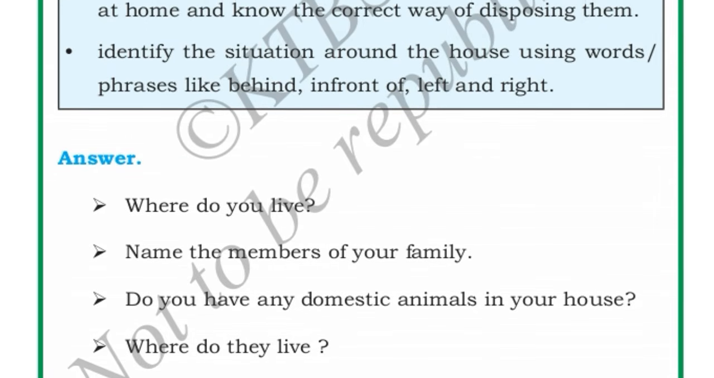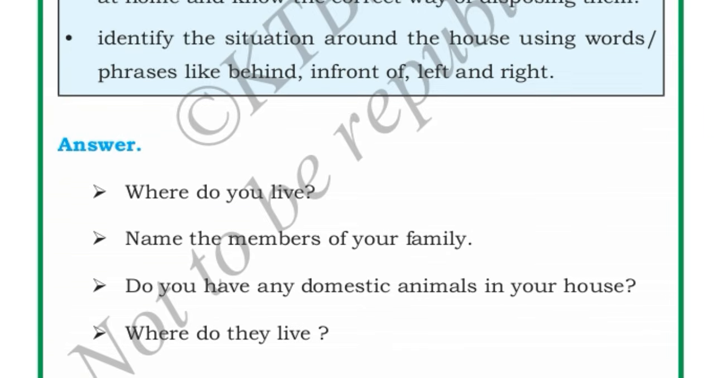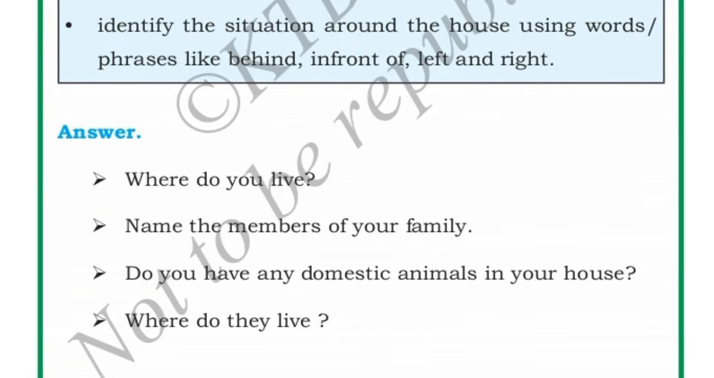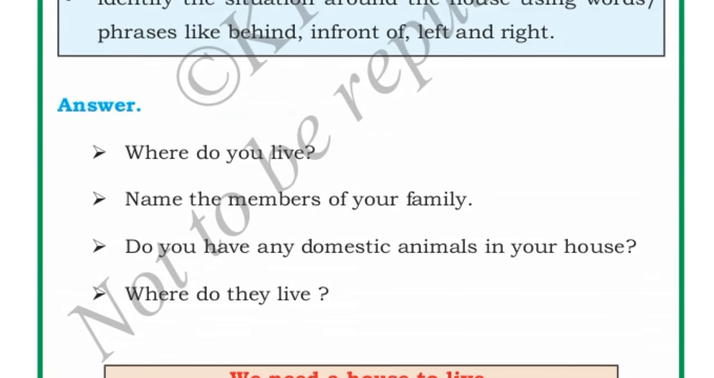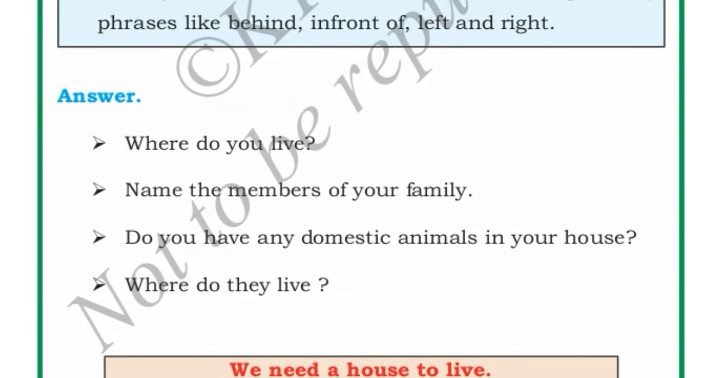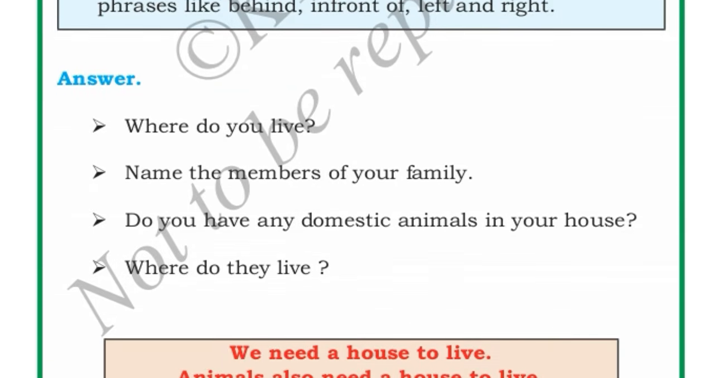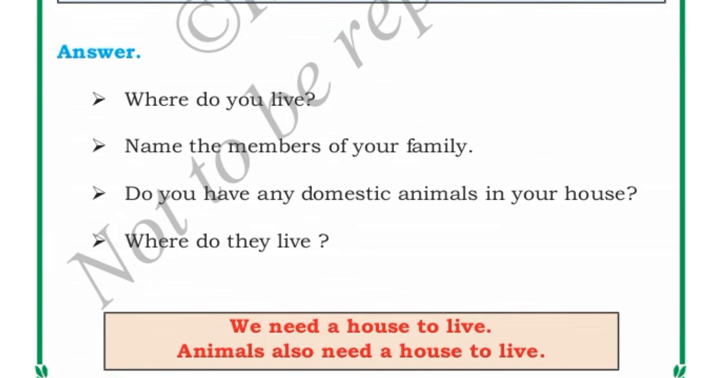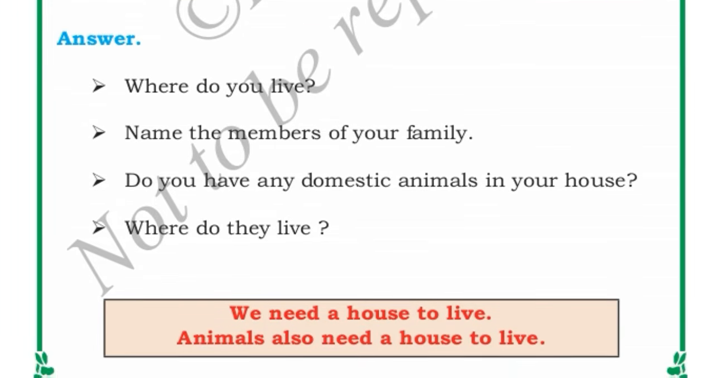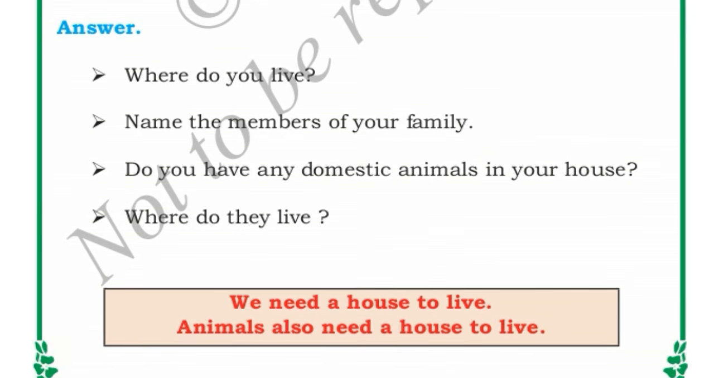Next, do you have any domestic animals in your home? If you have, you can write here. Okay, where do they live? If you have any domestic animal in your home, where do they live, children? They live in your home only, right? Or else you will make a small home outside of your home for the domestic animals. So we need a house to live, and our animals also need a house to live, right?